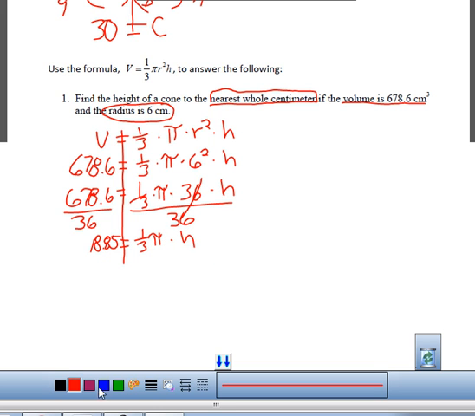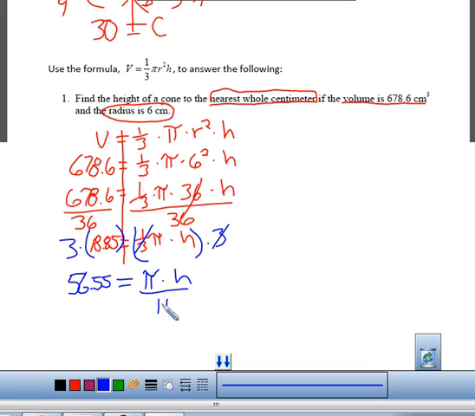Now to get rid of 1/3, I'm going to multiply both sides by 3. Change up the color here. And that gets rid of 1/3. So now I have pi times h. I'm almost there. And on this side of my formula, I have 56.55. So now I divide both sides by pi. So the pi's cancel and I isolate h. And you get h equals 18.0004, and it keeps on going.